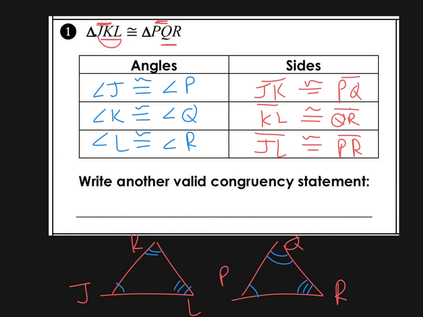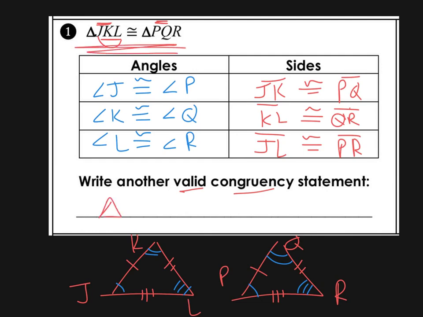Now in the red, I see that JK is the same as PQ. So JK is the same as PQ, and KL is the same as QR, and the bases are the same. Now in the original statement, we started at J, made our way to K, and then down to L. And we followed the same with this triangle on the right. What they want me to do is to write another valid congruency statement. So essentially, take this statement up here and just change the order.